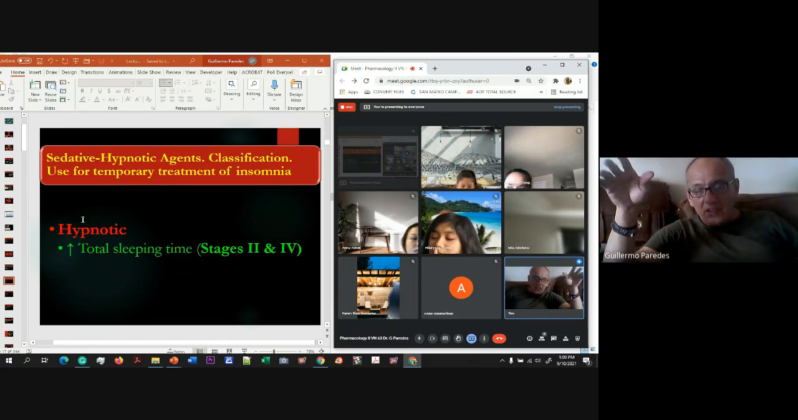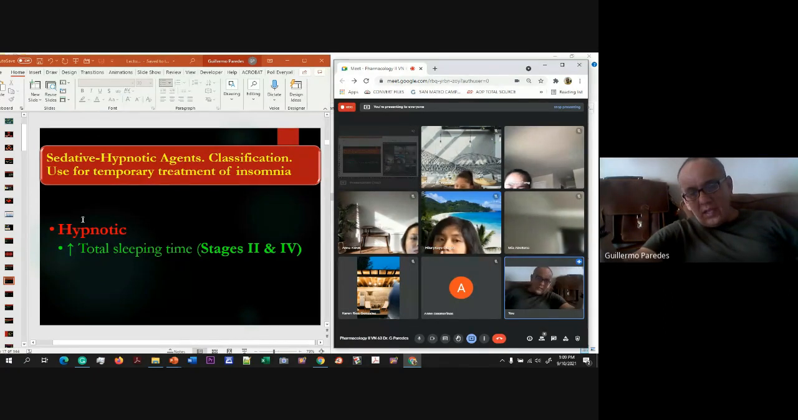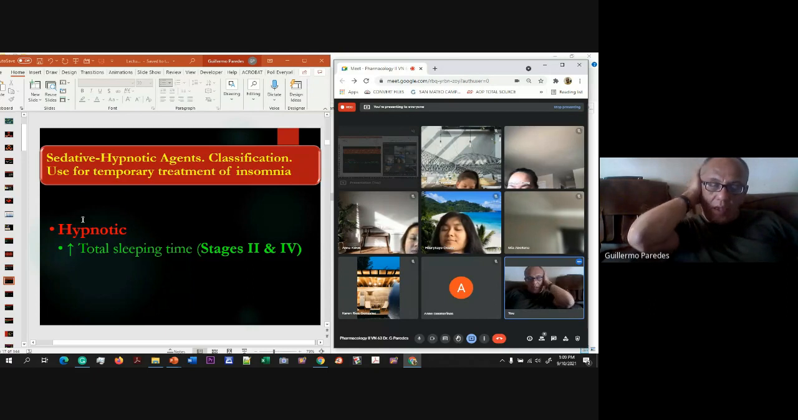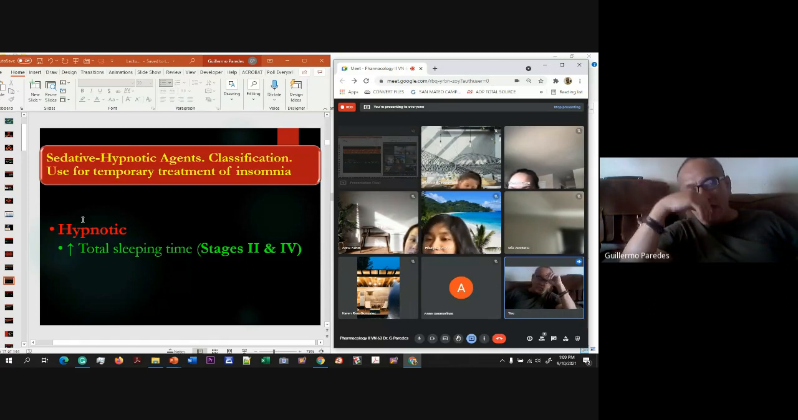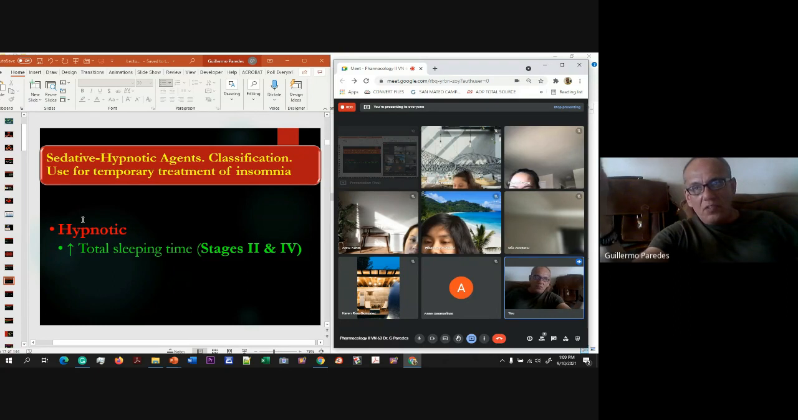Benzodiazepines again. Yes, benzodiazepines. Benzodiazepine was a minor tranquilizer or anxiolytic, or sedative. But if you increase the dose, they can have hypnotic effects. In this case, when that happens, you sleep longer, but you sleep because your stage 2 and 4 are longer. So that's what is going to happen.